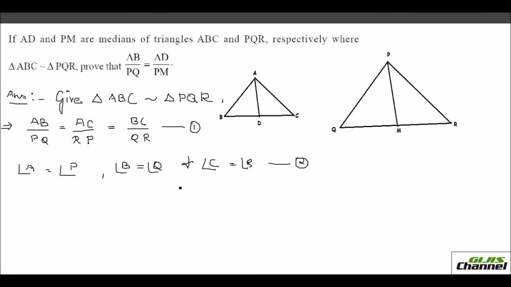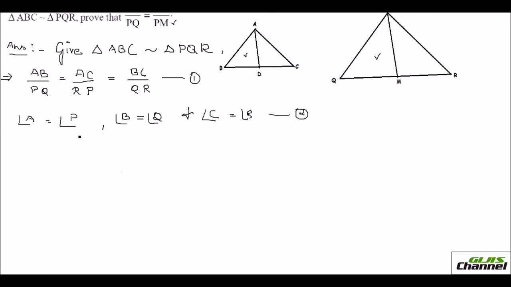Now let me find out, since here you have AD and PM, right? So that should form part of the side of a triangle. So let me take this triangle and this triangle, okay? So that AD and PM becomes one side of it. Okay, now what I do is, in triangle ABD, I'm taking the smaller triangle ABD and triangle PQM, okay?